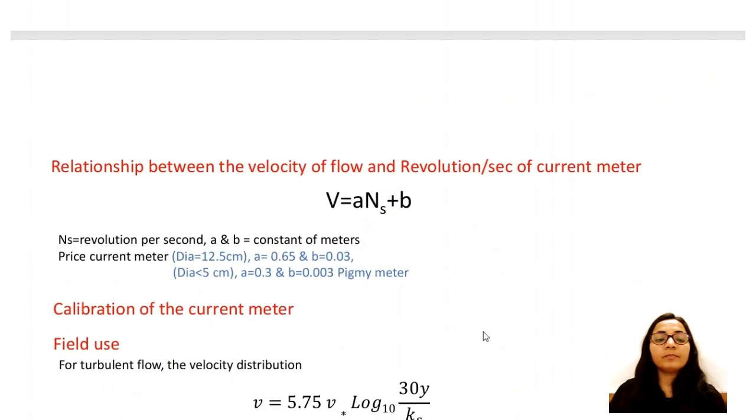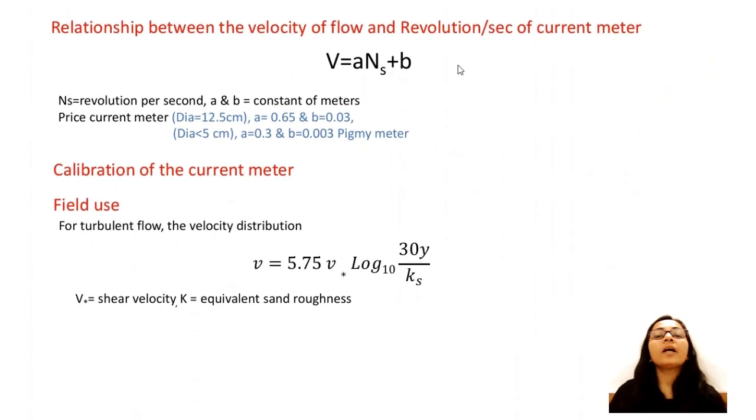Now, how do we convert this revolution into velocity? Using this formula, the velocity of flow can be estimated as V = A ns + B. Here ns is the revolutions per second of the current meter, that is, the count of revolutions of the revolving device, and A and B are constants of the meter. They depend on the diameter of the current meter.